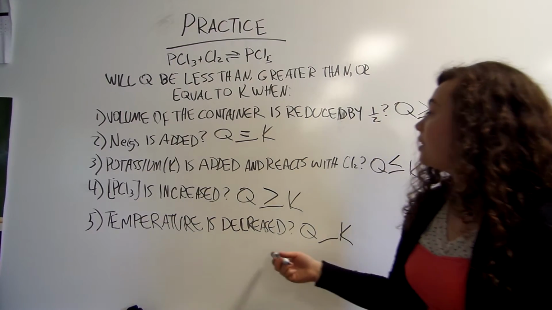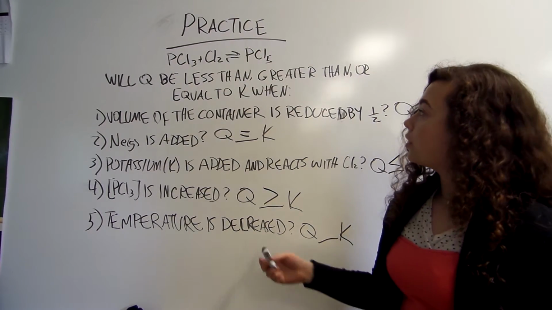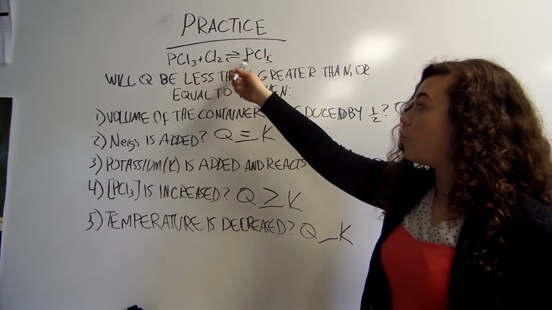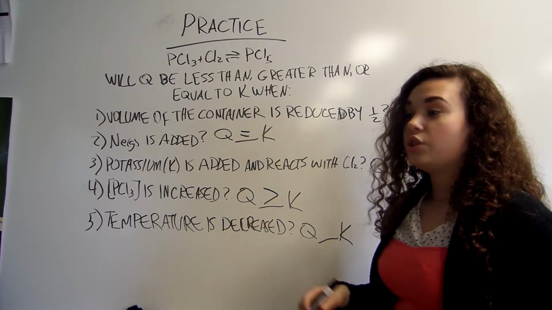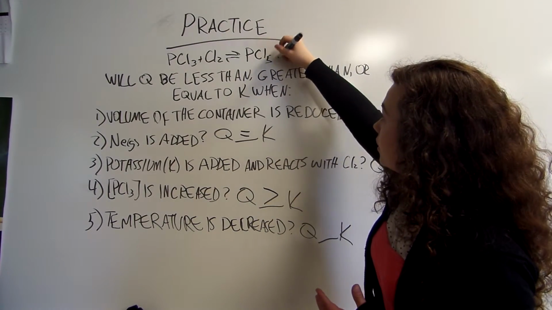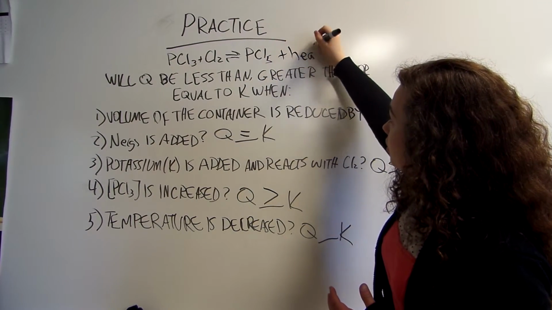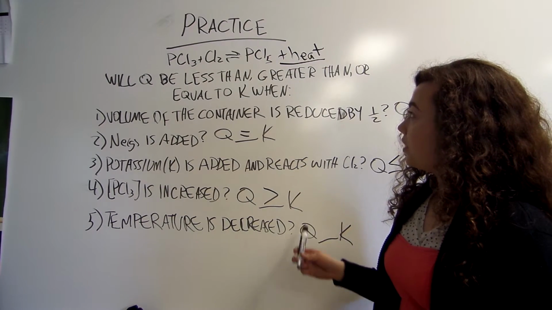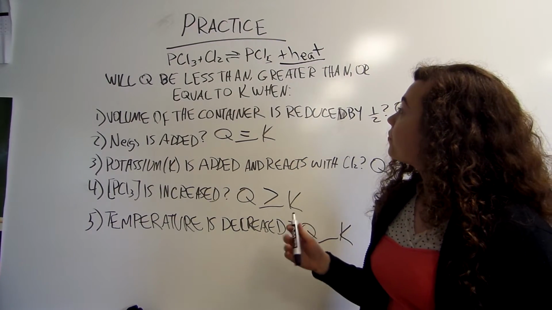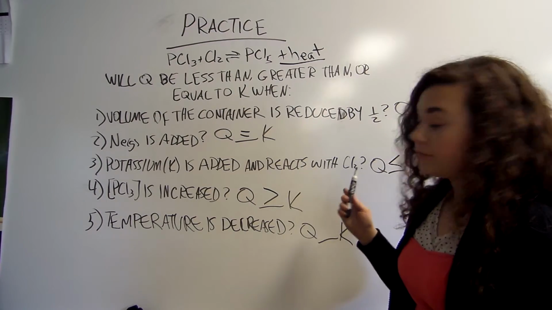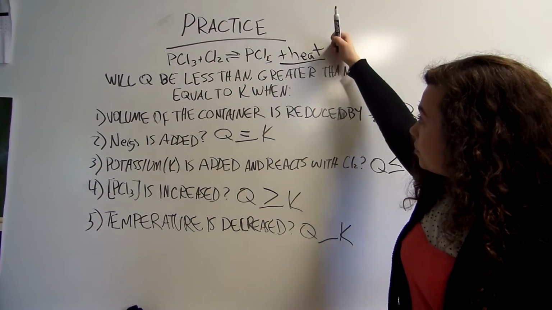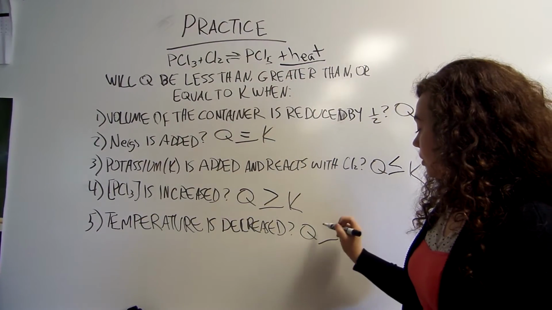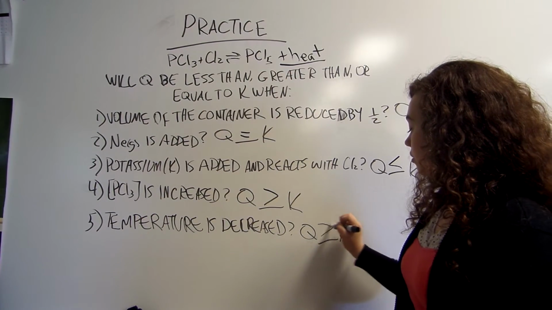When temperature is decreased, now we have to look at whether the equation is endothermic or exothermic. Here, bonds are formed instead of broken, so energy is released, which means that it is exothermic. So that means that when the temperature is decreased, it's the same as taking products out, which means that the reaction will shift right and be product favored.